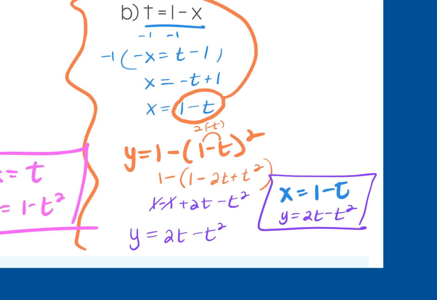When you started writing that in purple, why did you switch the signs on the t and t squared? Because this negative gets distributed to everything after.